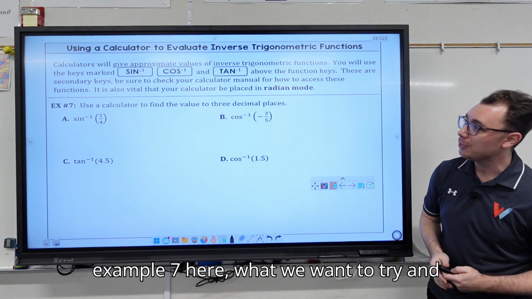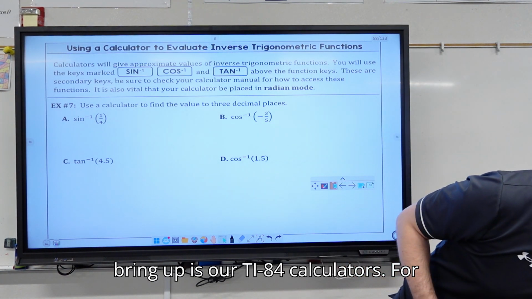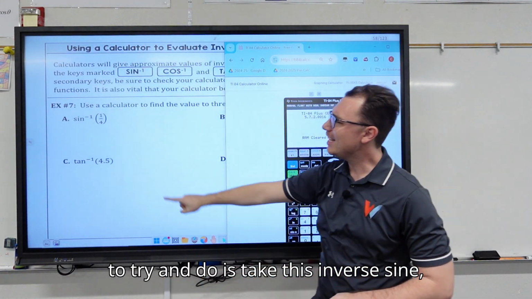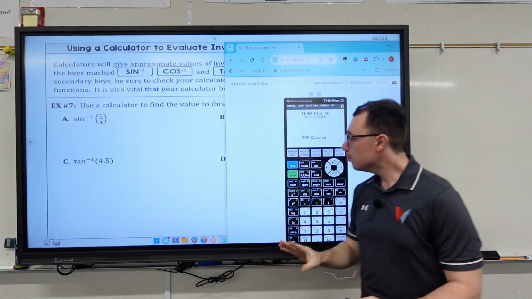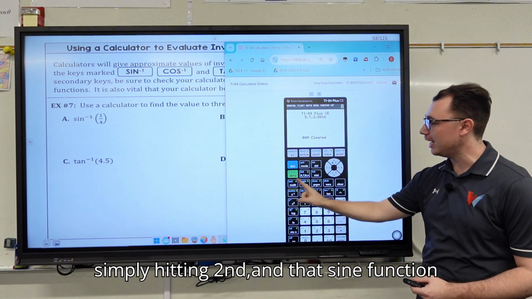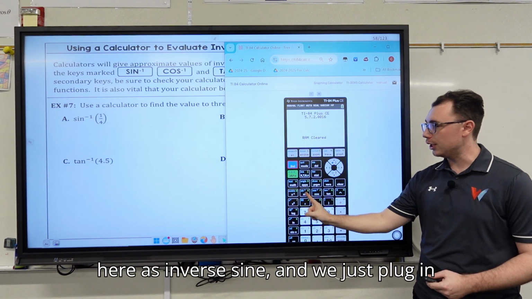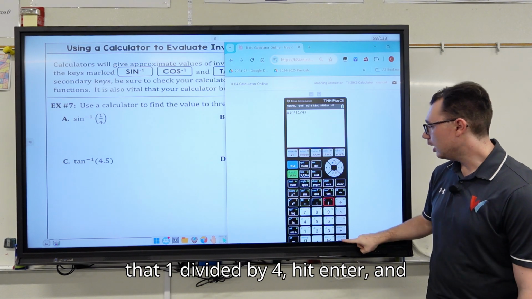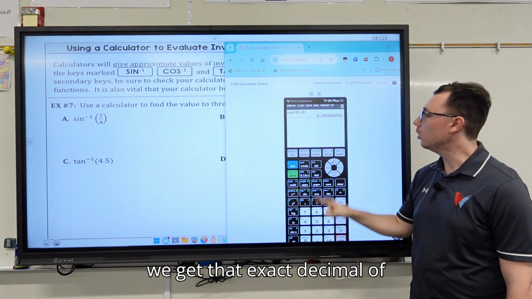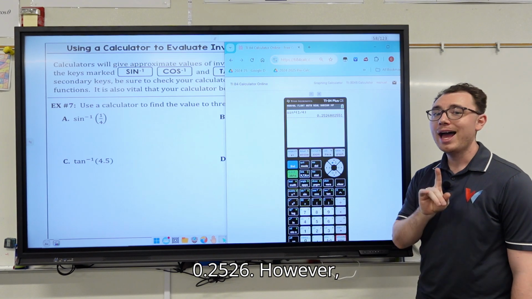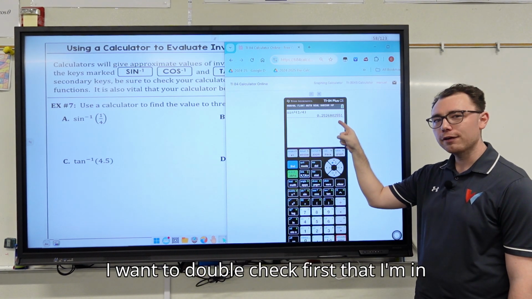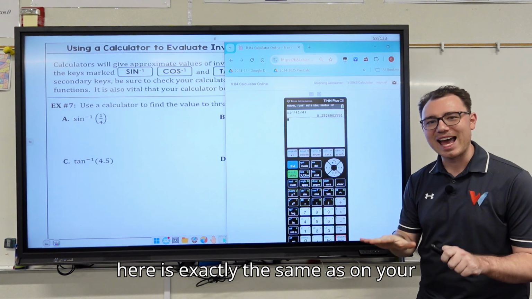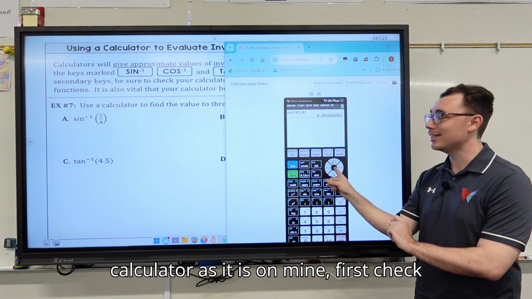To solve example 7 here, what we want to bring up is our TI-84 calculators. All we really want to do is take this inverse sine, plugging it into our calculator by simply hitting second and that sine function as inverse sine. And we just plug in 1 divided by 4, hit enter, and we get the decimal 0.2526. However, I want to double check first that I'm in radians to make sure that your answer is exactly the same on your calculator as it is on mine.